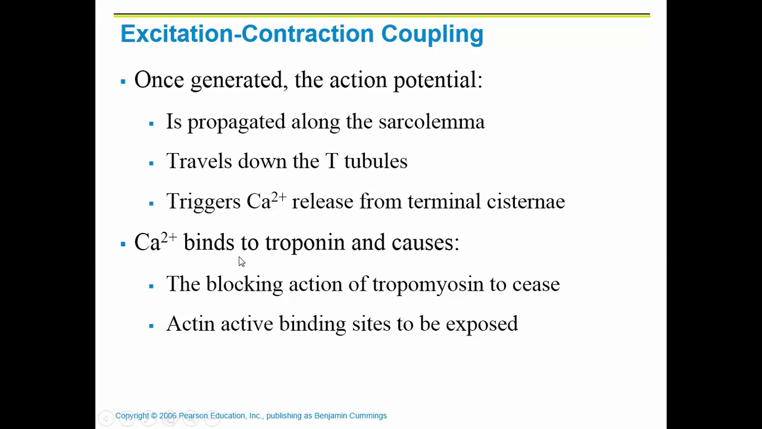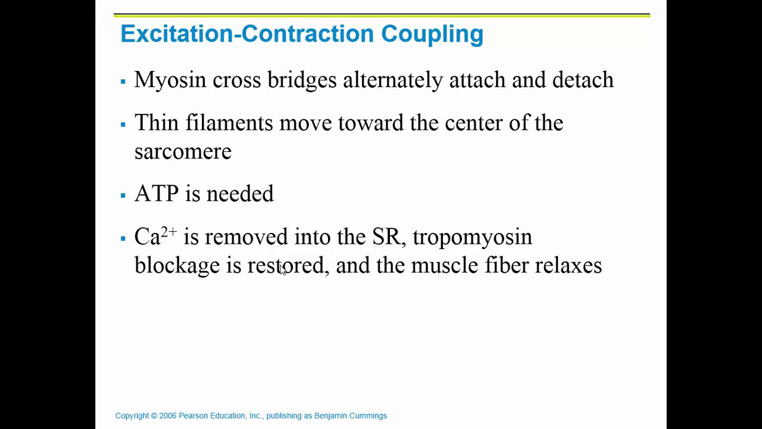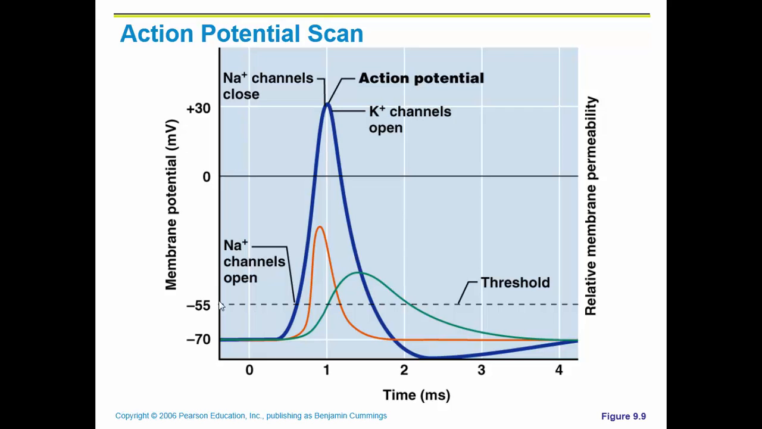And then calcium is going to bind to the troponin, and then we finally are going to have that sliding filament theory happen. And this one is just saying how that sliding filament is occurring, where the myosin cross bridges are attaching, and we are moving towards the center of the sarcomere. The sarcomere is actually getting smaller. Those Z lines are getting closer, and then finally calcium is going to be removed so we can relax that muscle.